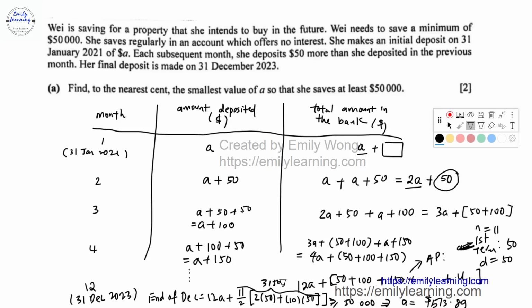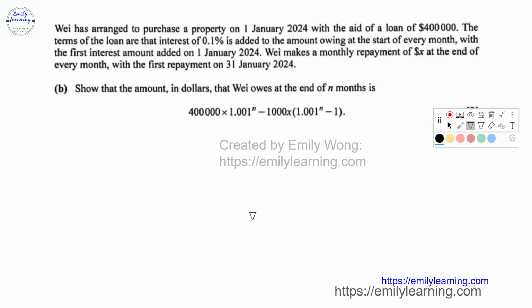Now that we have found part A, let's move on to part B. In part B, Wei has arranged to purchase a property on 1st January 2024 with the aid of a loan of $400,000. The terms of the loan are that interest of 0.1% is added to the amount owing at the start of every month, with the first interest amount added on 1st January 2024. Wei made a monthly repayment of X dollars at the end of every month, with the first repayment on 31st January 2024. Now you are asked to show that the amount in dollars that Wei owes at the end of n months is this amount.